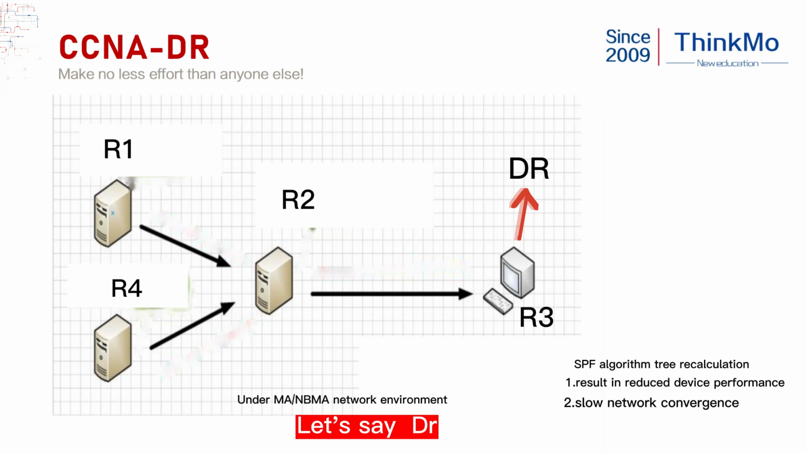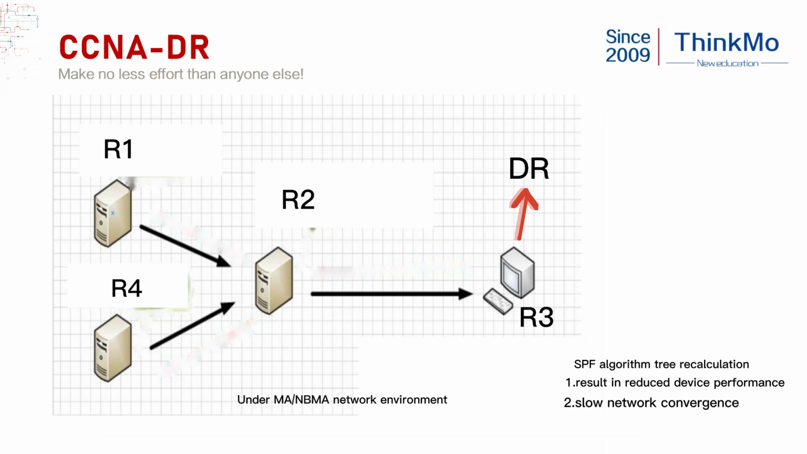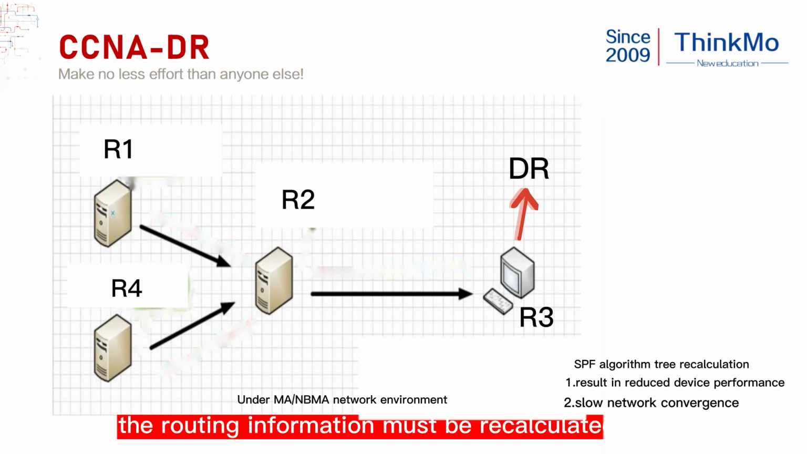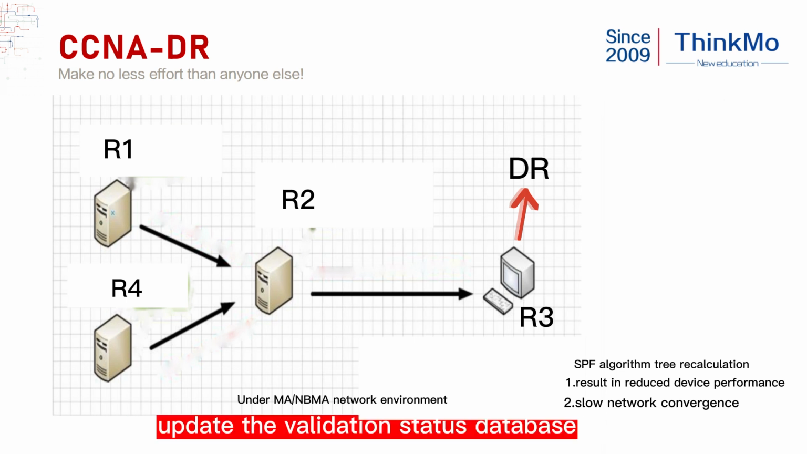Let's say this router is now DR. We'll call it router 2. This is router 3, in this direction. Let's say I have router 1. In this direction, there is a router 4. There are a lot of routers connected down there. In this topology, once the DR changes, which means that the routers behind the DR, the routing information must be recalculated. Update the link state database.